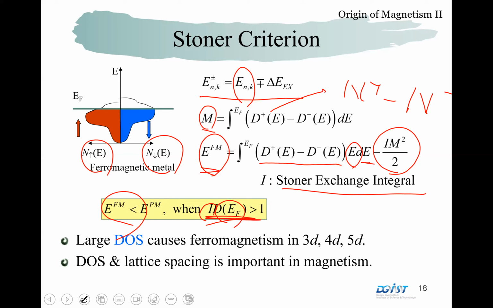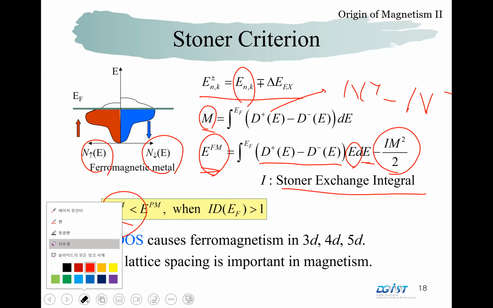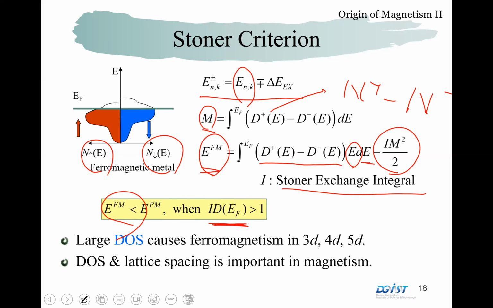So to make this coupling quantity large, what we need is a large density of states at the Fermi level. It should be large for a certain Stoner exchange integral. So a large density of states is very, very important in ferromagnetism. That's why I'm saying the density of states of the d band is usually large, and if you make a large density of states, then there is more chance we get ferromagnetism. And also the density of states and the lattice spacing are very important in magnetism. I'm going to show some examples.